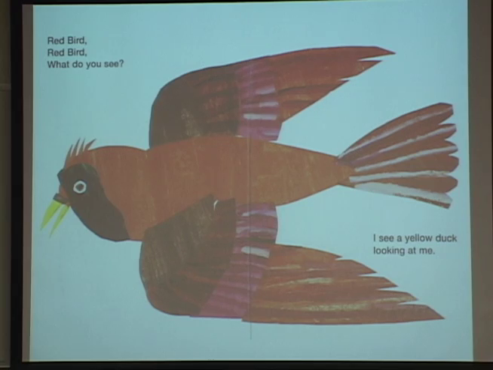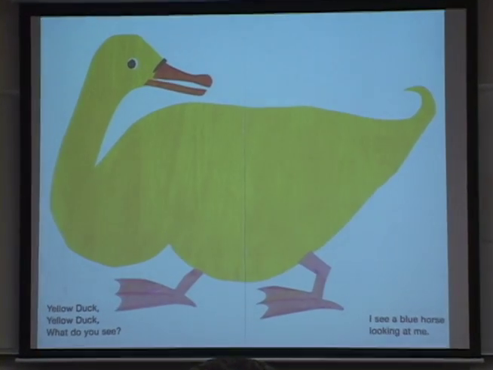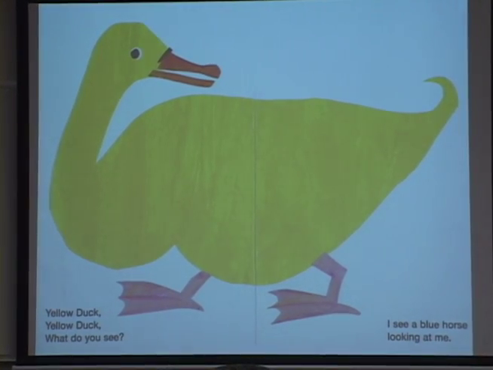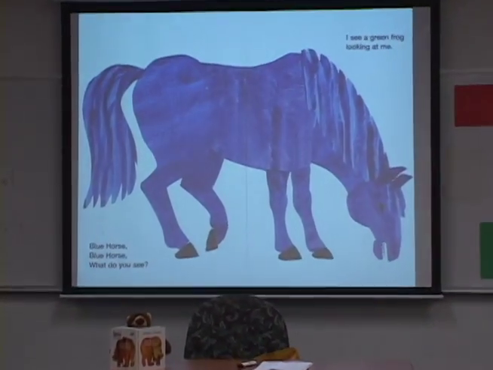I see a yellow duck looking at me. Okay, can you do like a duck? Okay, and this is a yellow duck. Now you can follow with me if you want. Yellow duck, yellow duck. What do you see? I see a blue horse looking at me. Can you do like a horse? Good job. Good. Okay.